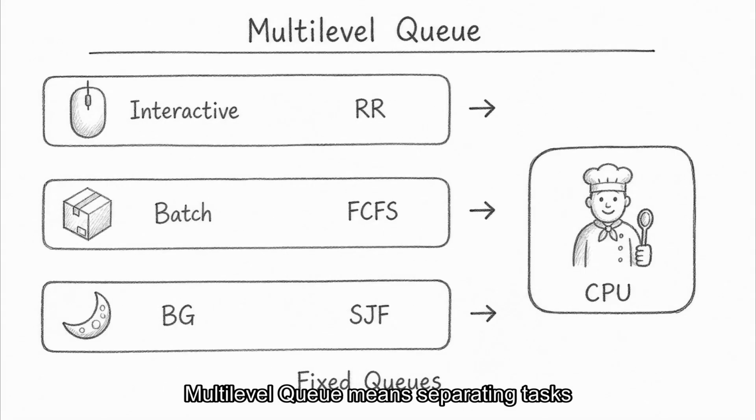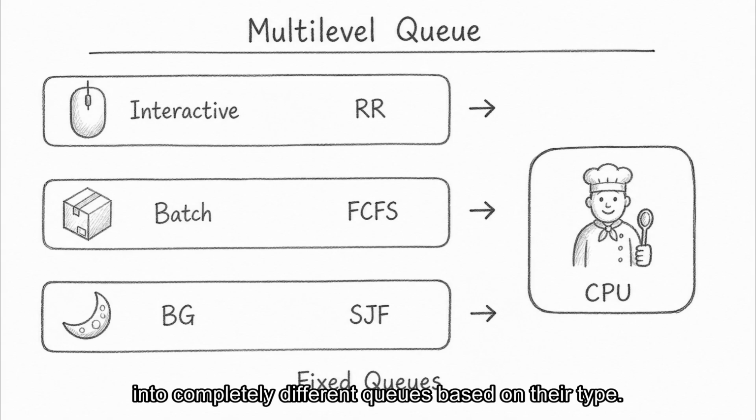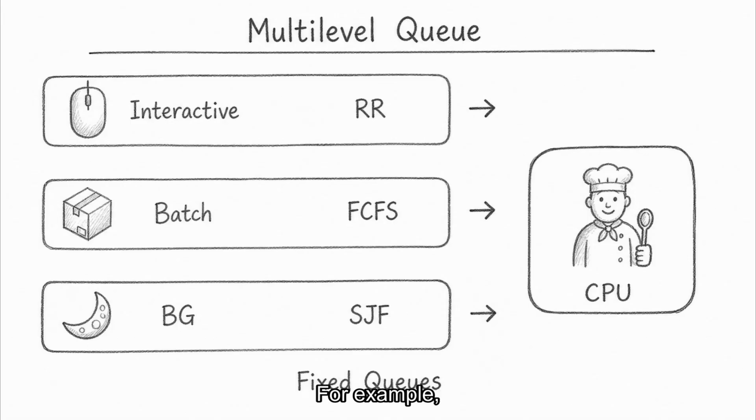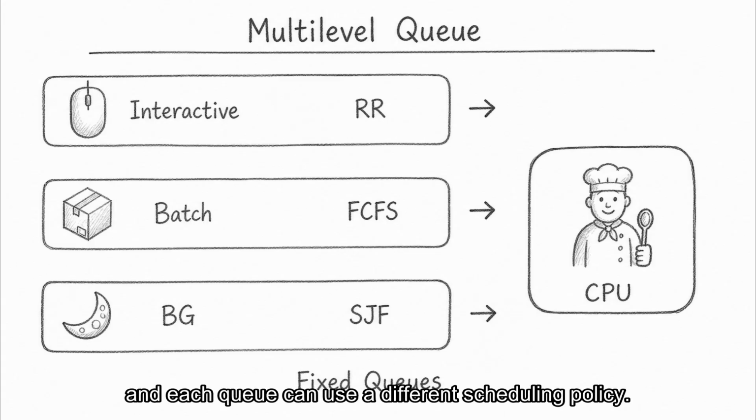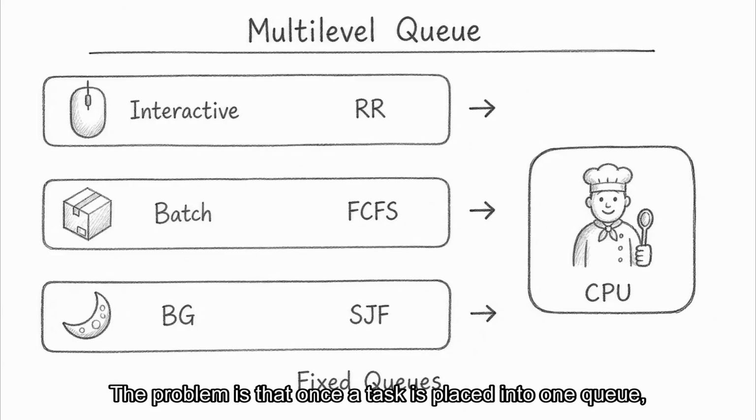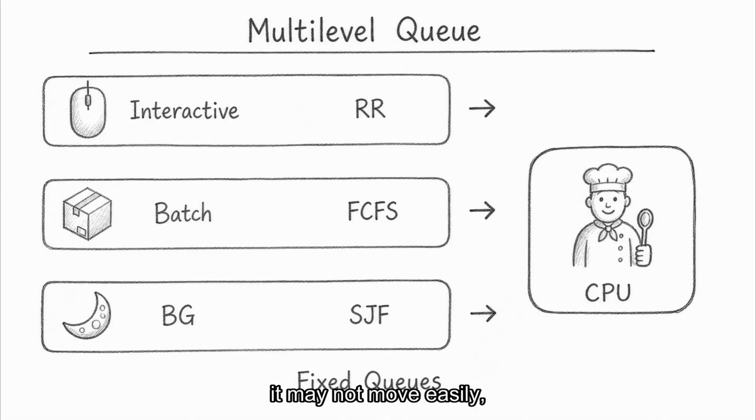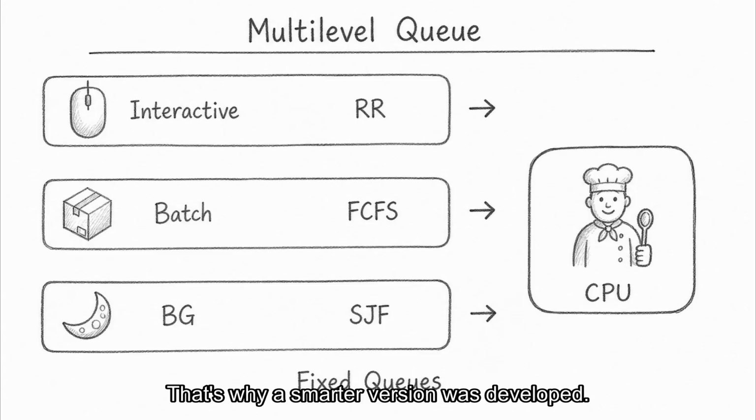Multi-level queue means separating tasks into completely different queues based on their type. For example, interactive jobs might go into one queue and batch jobs into another, and each queue can use a different scheduling policy. The problem is that once a task is placed into one queue, it may not move easily, so lower queues can still be treated unfairly. That's why a smarter version was developed.